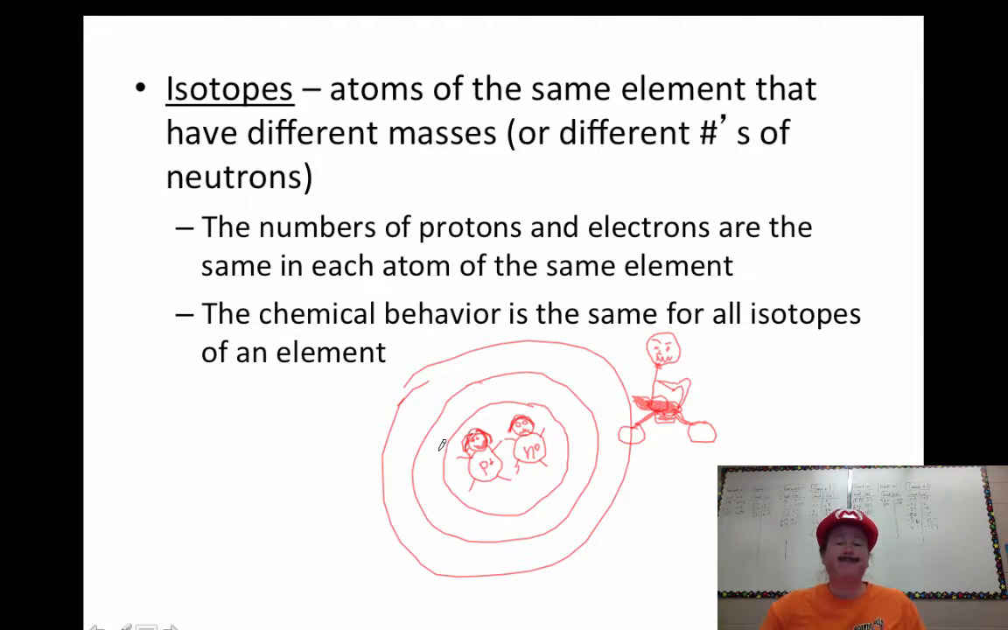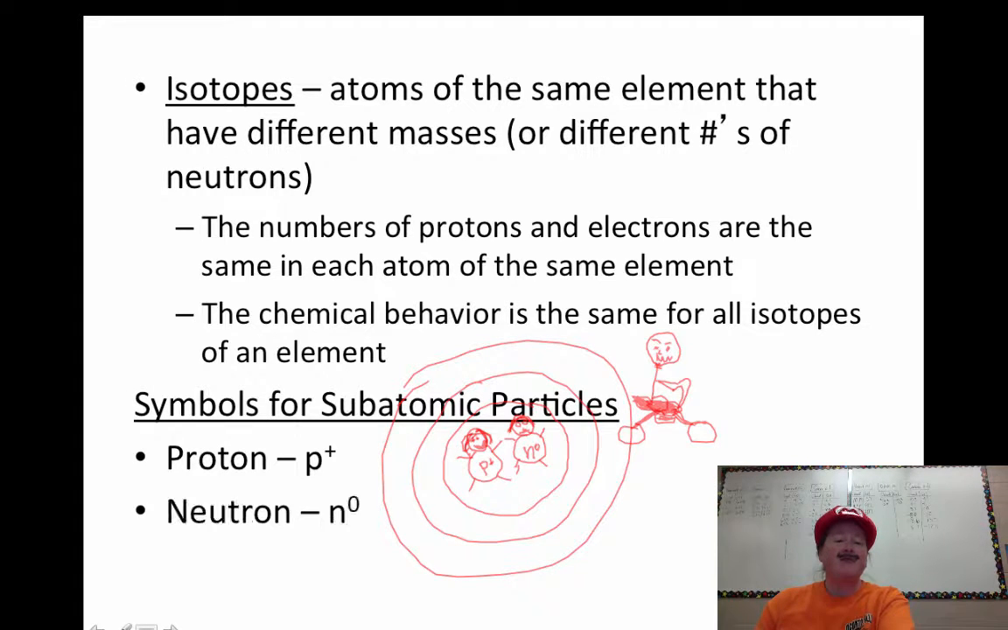Okay. So let me review. Atoms of the same element have different masses or different numbers of neutrons. The protons and electrons are the same in each atom of the element. The only thing that's different is the number of neutrons. Also, the chemical behavior is the same for all isotopes of an element. And if you have a sample of any element, it contains all of those isotopes in different percent abundances.